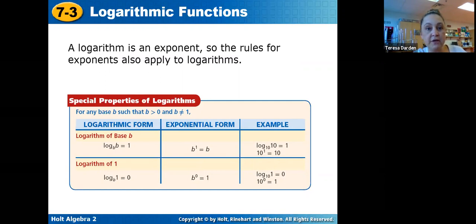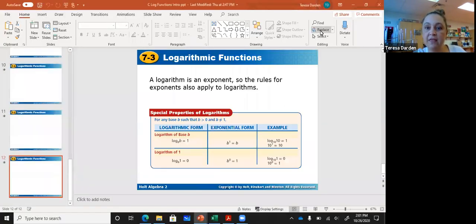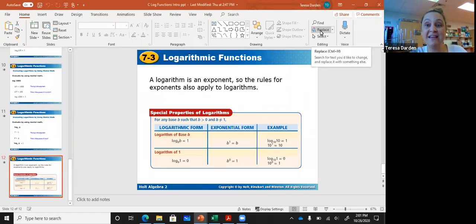There's some properties here at the end I'd like for you to look over, but if you understand how to rewrite log into exponential and exponential into log, then I don't want you to memorize these properties right here. That's it for this lesson. Nice and short.